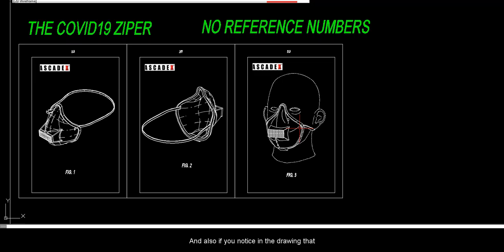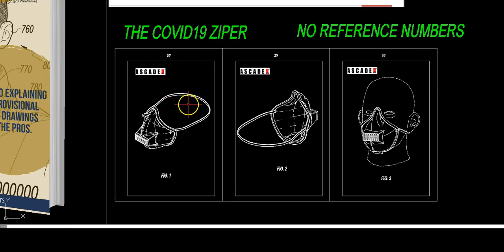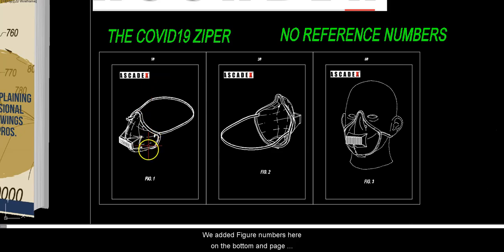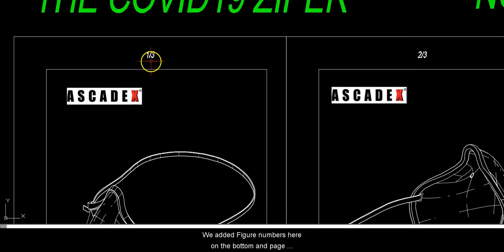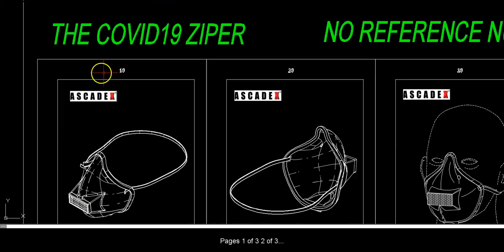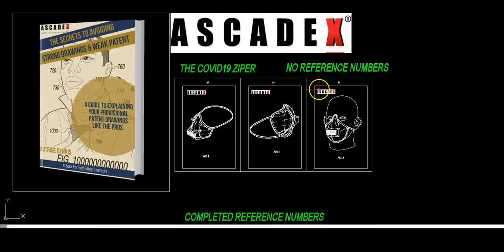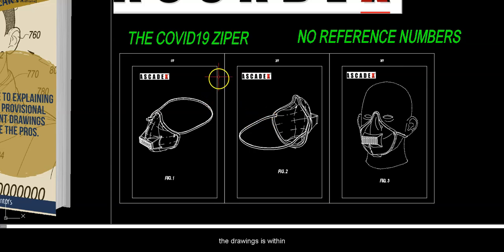Also, if you notice, the drawings are in line with the US Patent Office standard. We added figure numbers here on the bottom and page numbers: Figure 1, 2, and 3, pages 1 of 3, 2 of 3, and 3 of 3. And the drawings are within the margin as set out by the US Patent Office standard for patent drawings.